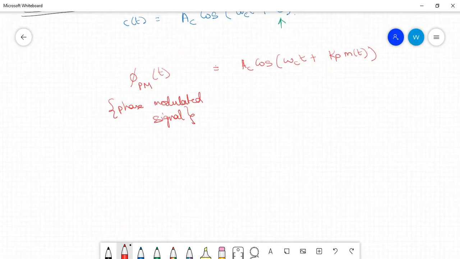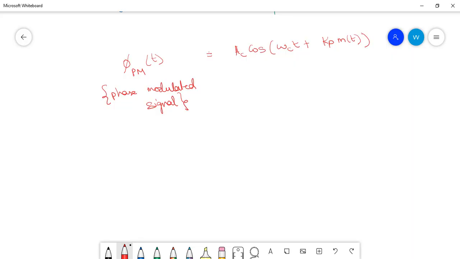Now I can say that my instantaneous angle is nothing but this part. In A_c cos(theta), this theta is the one you are modulating, and the phase part of it is modulated using m(t). So my instantaneous angle psi_i(t) will be nothing but omega_c t + k_p m(t).